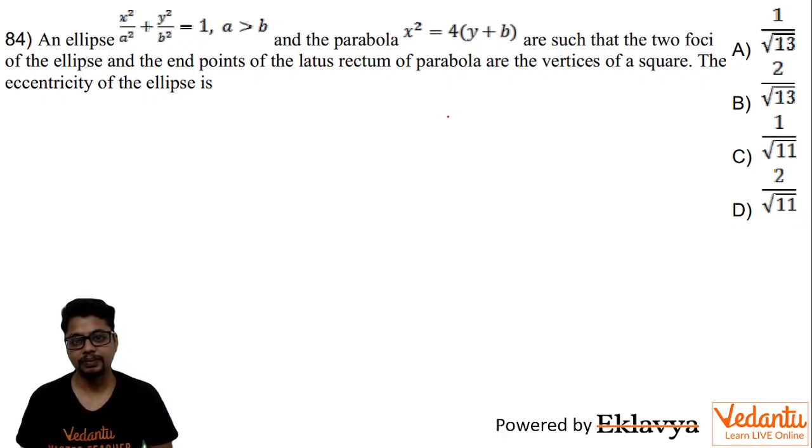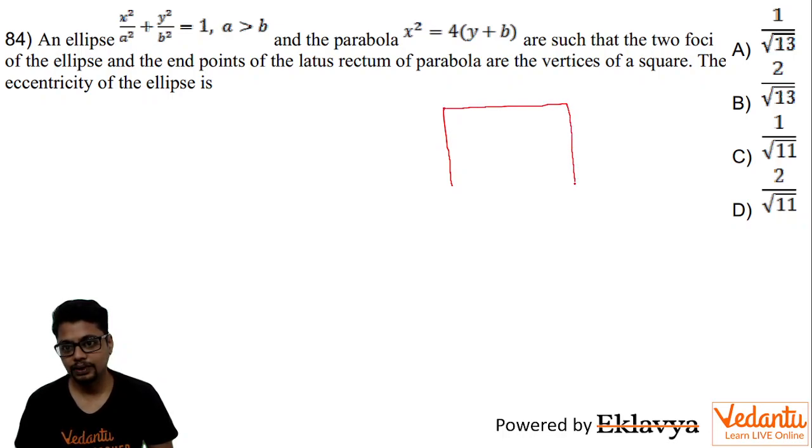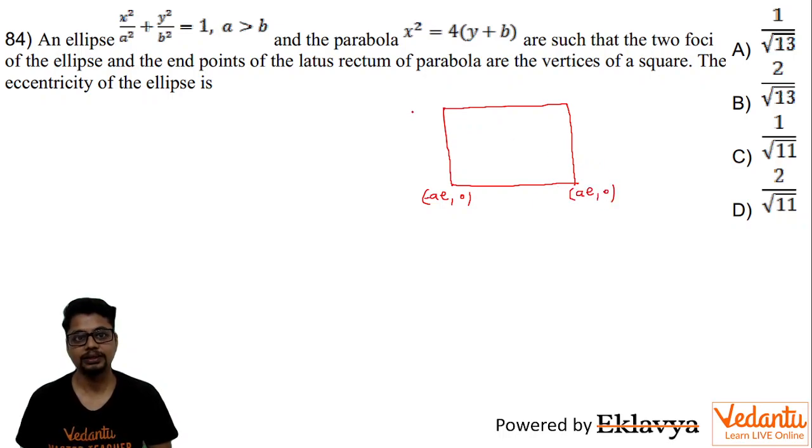Let's solve it. Here we are supposed to have a square with vertices, two of which are the foci of the ellipse. Since a is greater than b, they will be ae comma 0 and minus ae comma 0. And then the endpoints of the latus rectum.